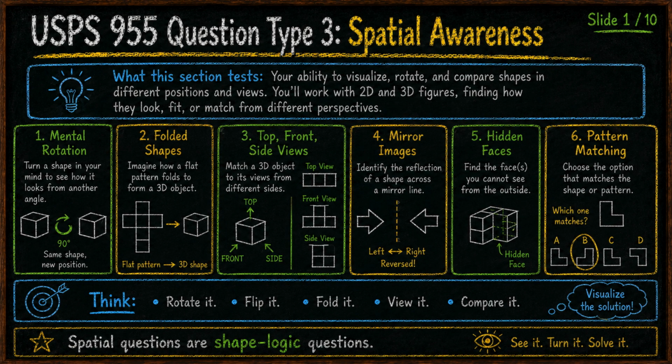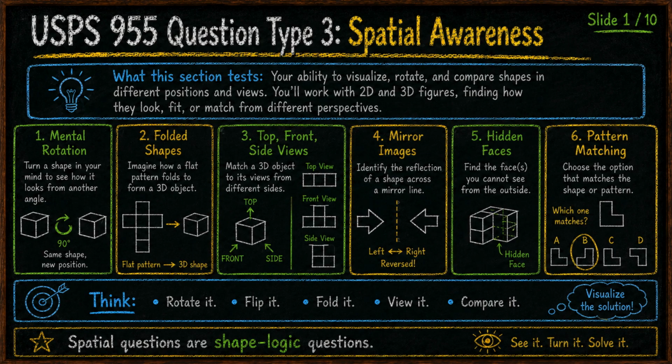You may see a cube turn to a different angle. You may see a flat pattern that folds into a 3D object. You may see top, front, and side views. You may see mirror images. You may see hidden faces. You may see a pattern where one missing piece completes the sequence.